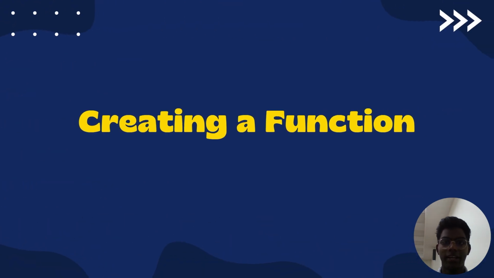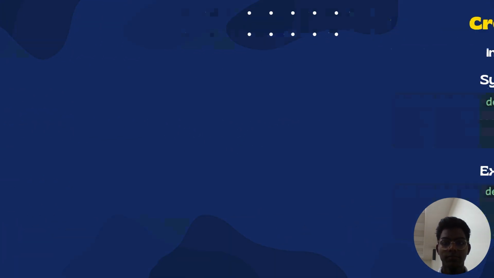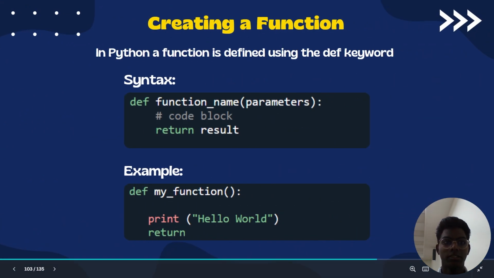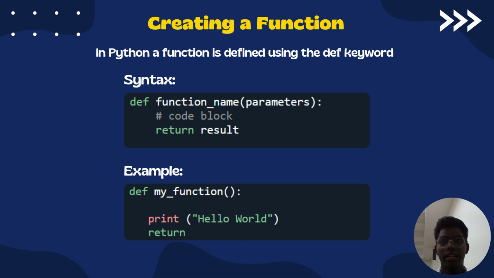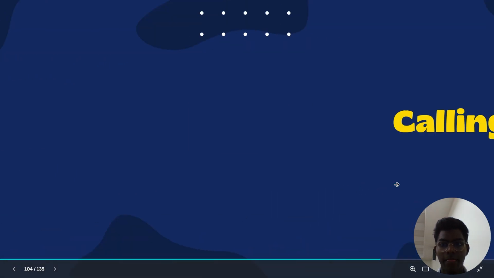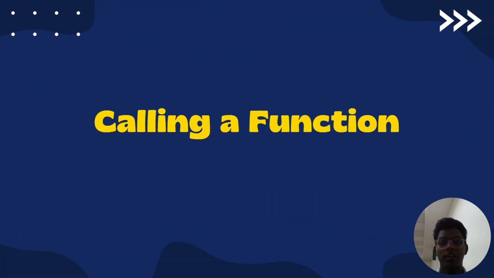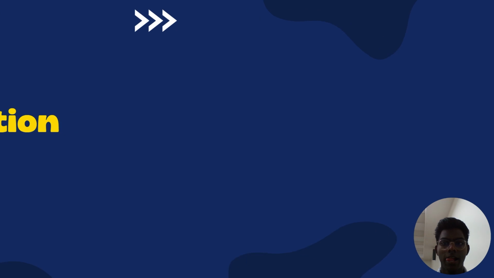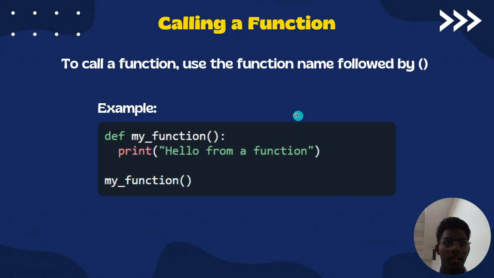And next, we have creating a function. A Python function is defined using the def keyword, which is define. We have a small code here: def my_function, print hello world, and return. Next, we have calling a function. To call a function, use the function name followed by parentheses.